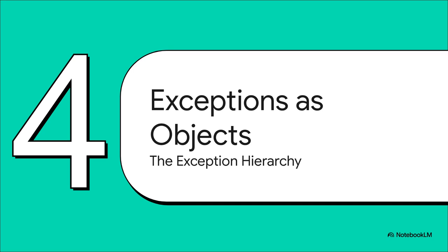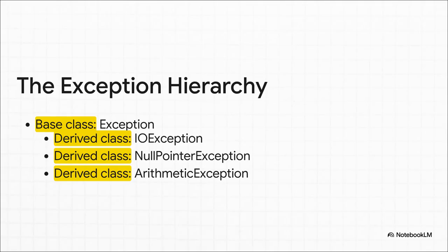So let's get back to this idea of exceptions being objects, because that concept is what makes this whole system so flexible and powerful. Because they're objects, we can organize them into a kind of family tree. You've got your big general exception at the very top, but underneath it you have more specific types. An I/O exception is for problems with files or the network. An arithmetic exception is for, you guessed it, math errors. This hierarchy is super, super useful.